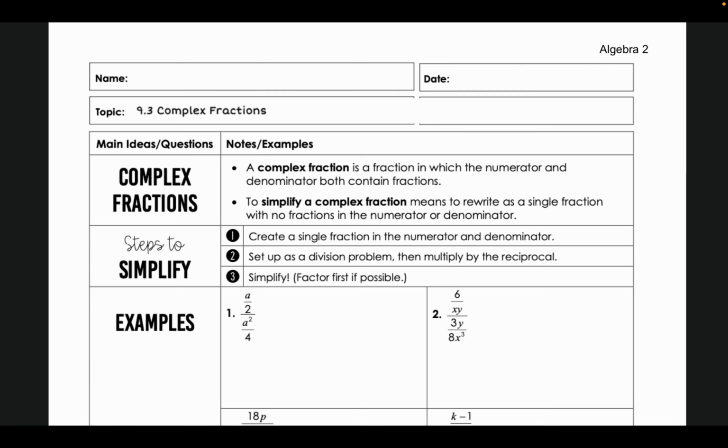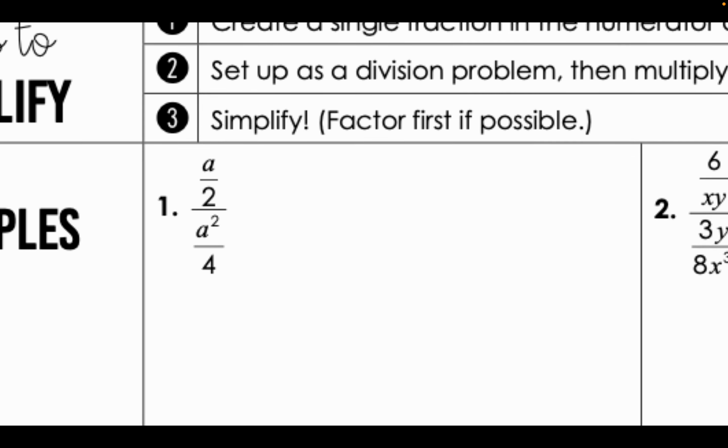So in order to get there, we need to follow these three steps. First, you create a single fraction in the numerator and denominator, and that is going to be of each fraction. I'll explain that a little bit more as we go through the problems on the next page specifically. Then we're going to set up as a division problem. Then we'll multiply by the reciprocal since it's division. Step 3 is to simplify just like we did back in section 1, excuse me. Then that'll be done.